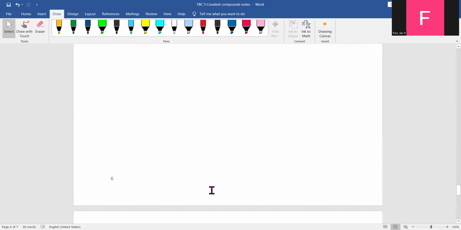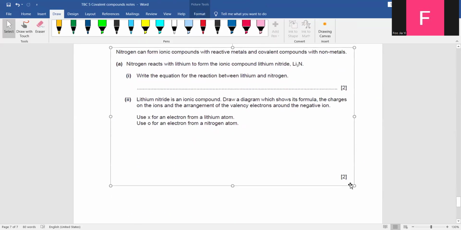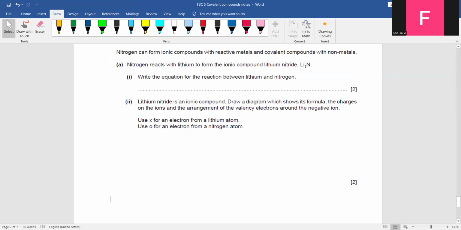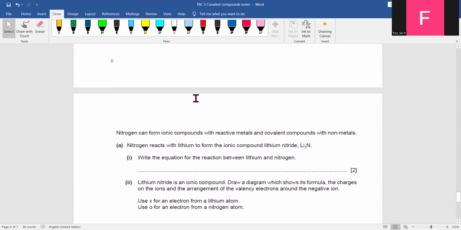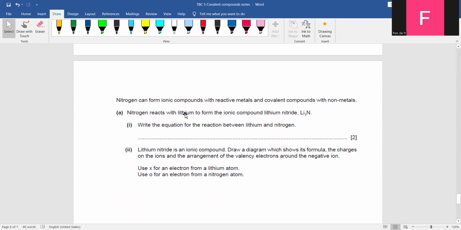Okay, question 3. Write the equation between lithium and nitrogen. Here's the thing. Lithium is Li, correct or not? Lithium and nitrogen. So what did you write? Have you written yet? Write it now, please. Lithium and nitrogen to form lithium nitride. Faster, write the equation, please.